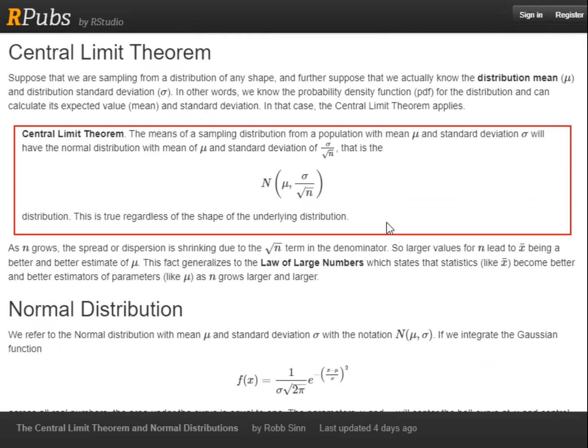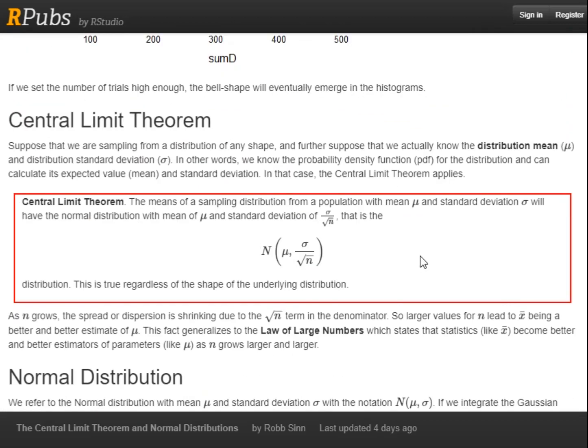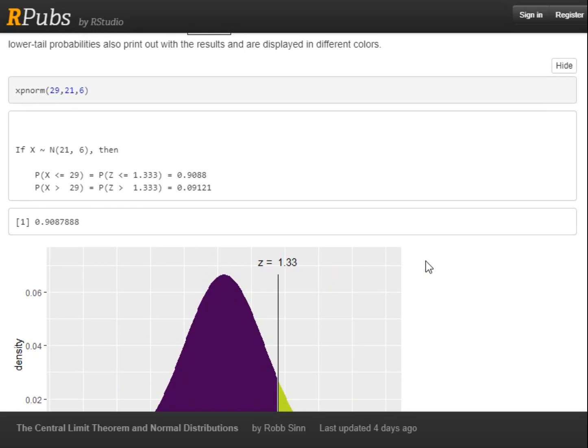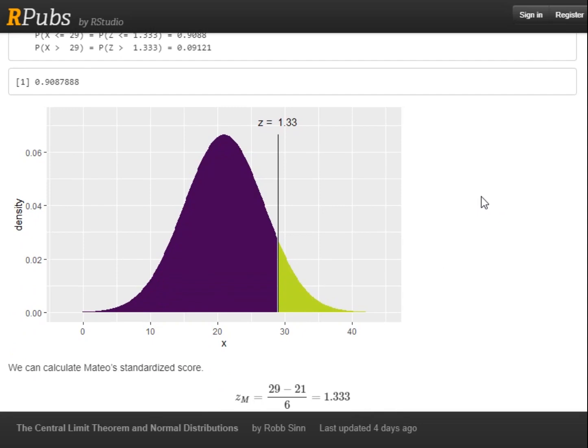After we get done with the central limit theorem and discussing it, we also show how to do these normal curve calculations. So definitely take some time with this and try to make R Studio do these calculations as well.